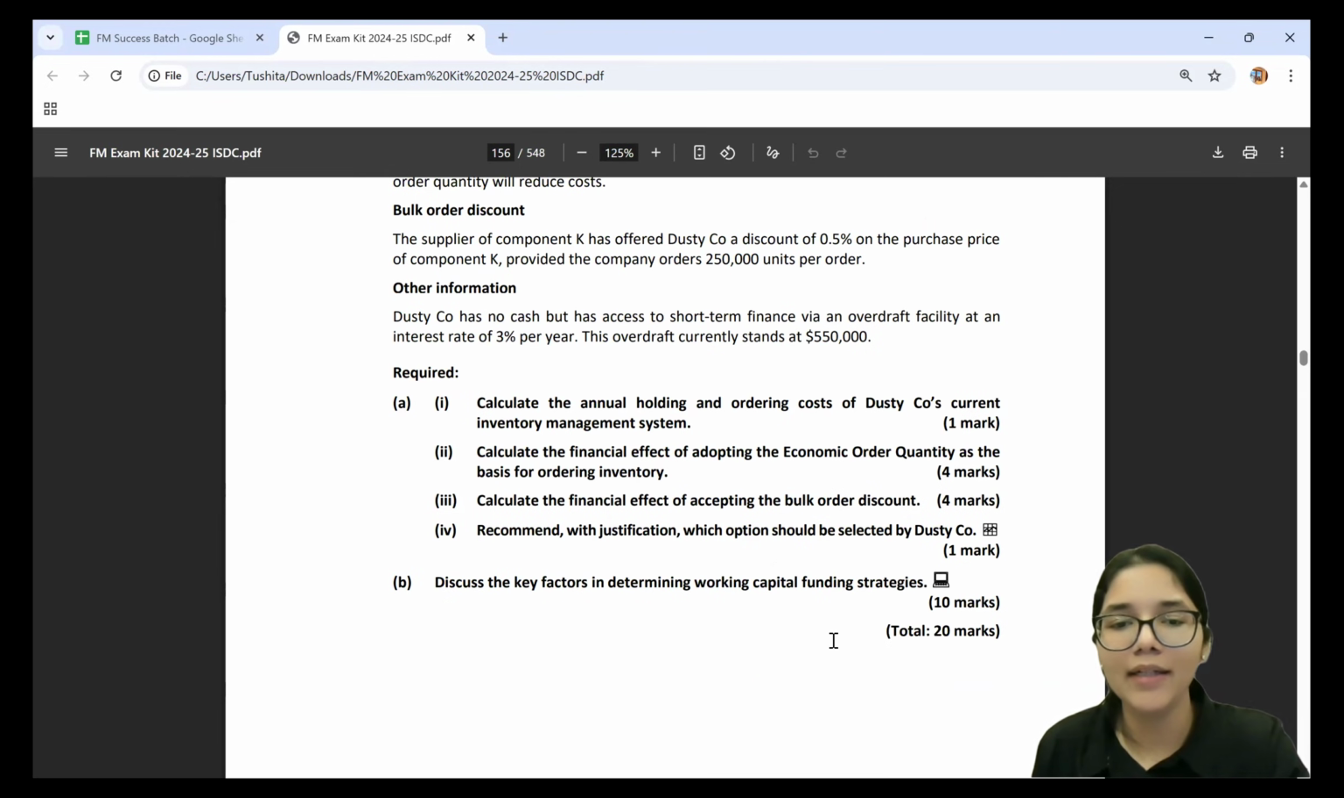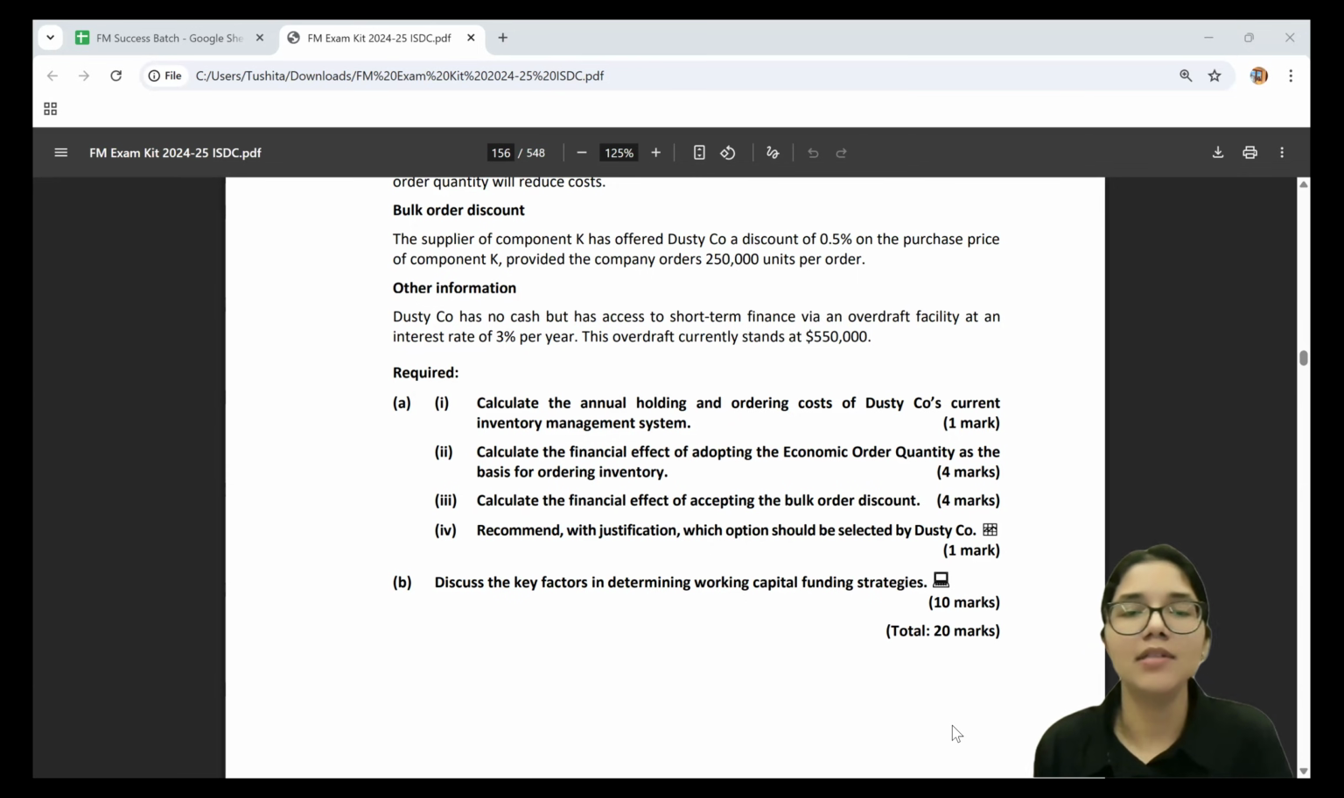So this is a 20 marker requirement, and I can see all the requirements are broken down here in front of me. Part A comes with 4 subparts. What are the 4 subparts? For 1 mark, I'm supposed to first calculate the annual holding and ordering cost of Dusty Company's current inventory management system. So just by having a look at the first requirement, I get to know that this question is asking me about the working capital area of my syllabus. So some system, what they are running right now, I have to find out the holding and ordering cost of that system.